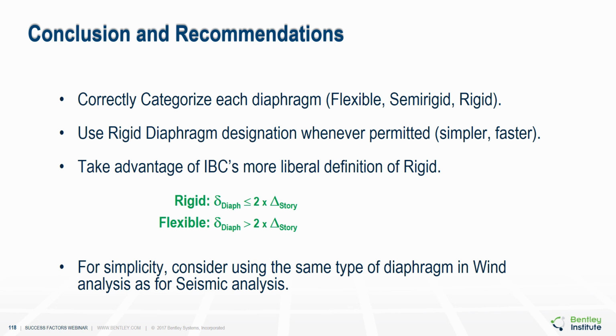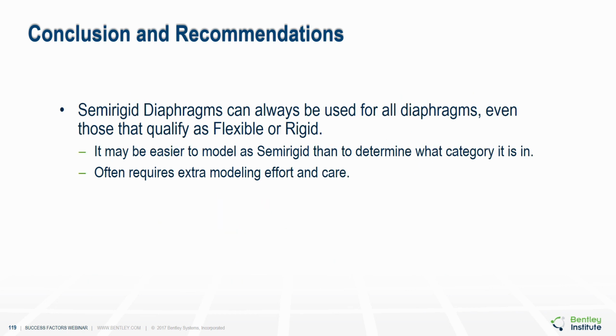And then for simplicity, use the same type of diaphragm in your wind analysis as for seismic analysis, even though the definitions of what's rigid and what's flexible may be different between those two. If you follow the seismic requirements, then you're going to be safe to use the same ones for wind. Remember that semi-rigid diaphragms can always be used for all diaphragms, even those that would otherwise, according to the code, qualify as flexible or rigid.